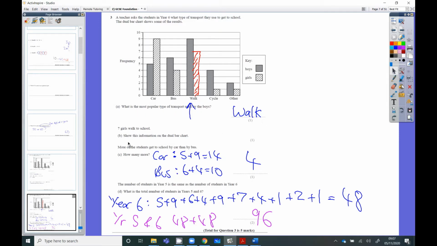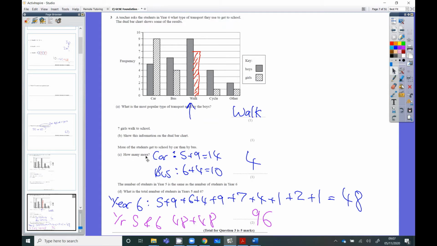Now for part B, we're told that 7 girls walk to school, so we go to the walk part of the diagram. Girls is going to be just with the lines going diagonally, so we just have to make sure we pop in a column which is 7 high. Use a ruler, please.